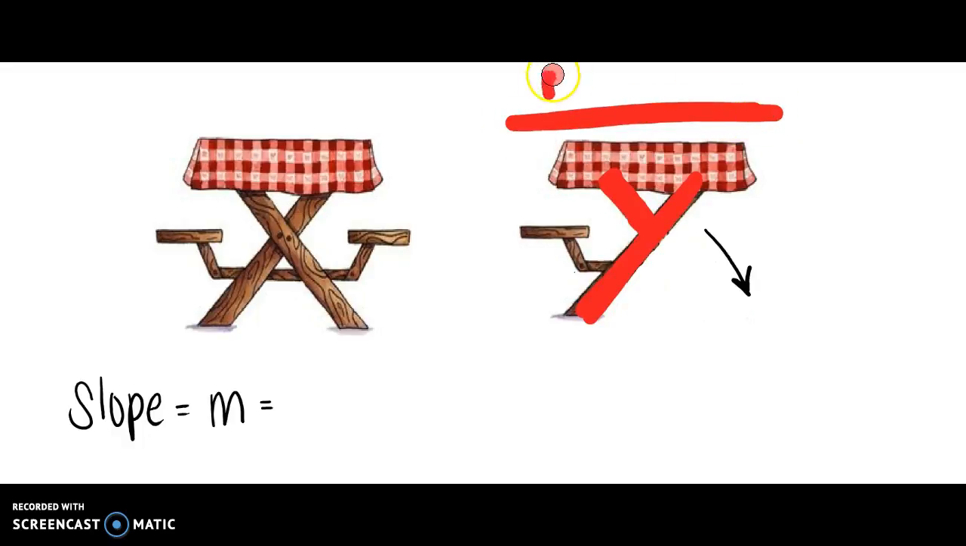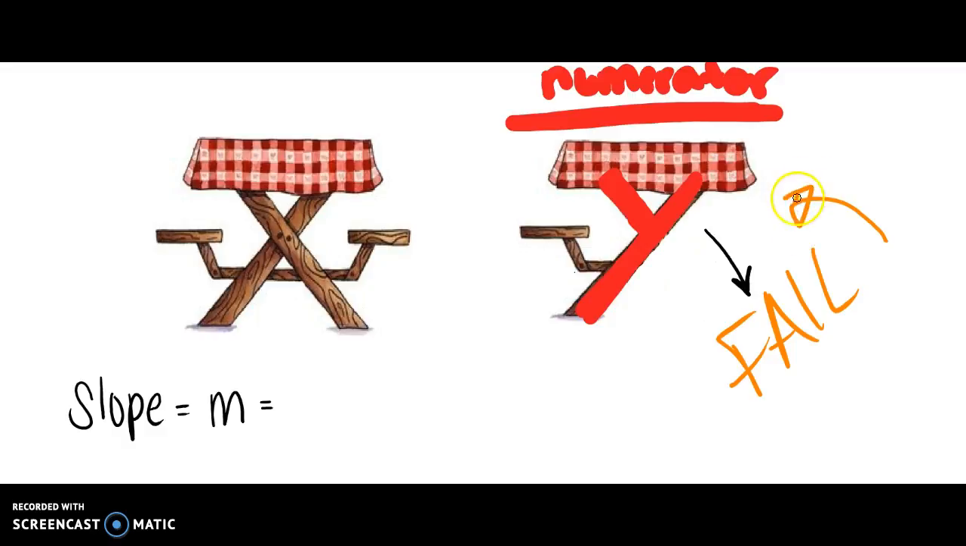So, this table has a y in its denominator if we make this a fraction. So see, this is just the numerator up here. And its denominator is y. It will fail, and it will fail miserably. That is this table failing. Now, if we take a look at the picnic table on the left, it has an x in its denominator. And it will not fail. It will not fall over.